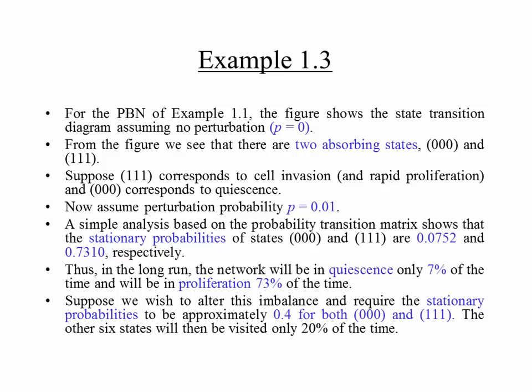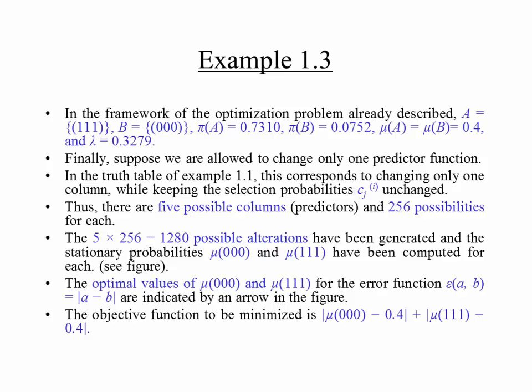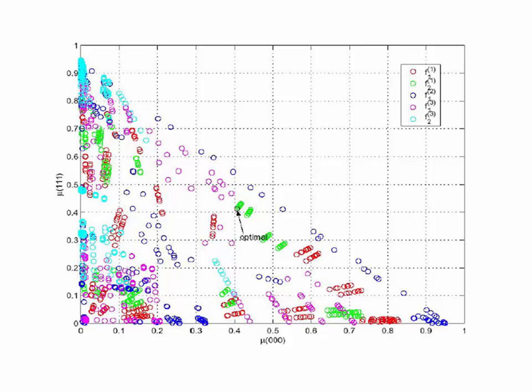Say, for example, we want to make sure that each of these states has a steady state probability mass of only 0.4, and in that case the other 6 states will be visited only 20% of the time in the steady state. I want to accomplish that, so I actually run through all those different possibilities, the 2 times 5 times 256, 1280 possibilities. I'll go through this again next time because I'm doing it a little bit fast, but I just want to show you the picture. There are 1280 simulations that you have done.